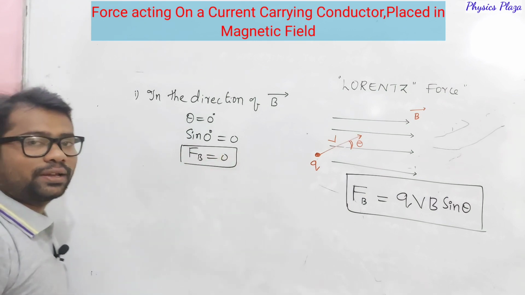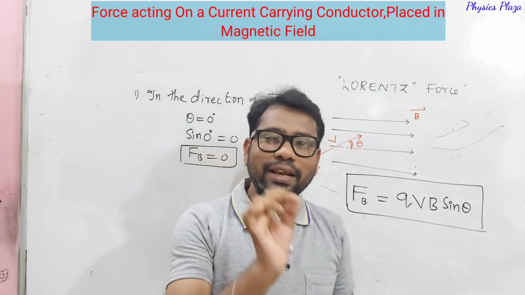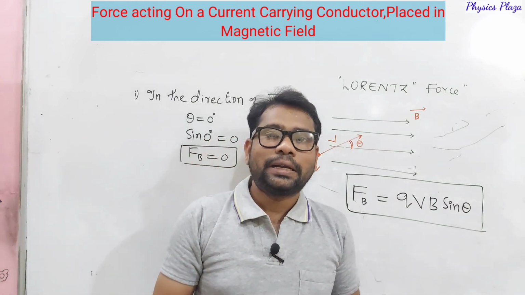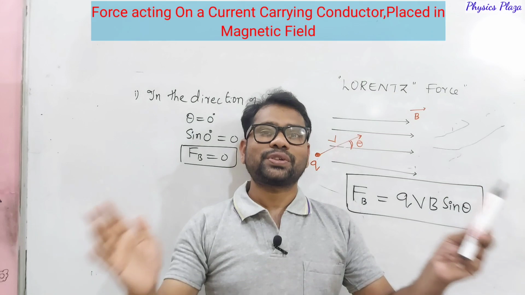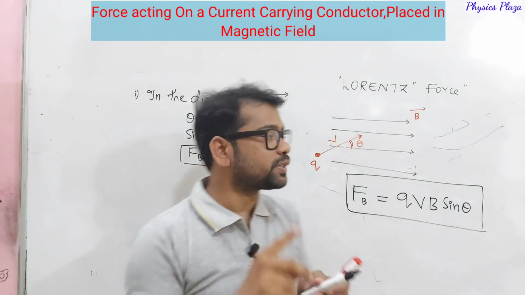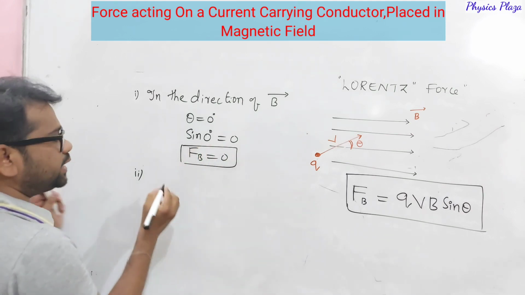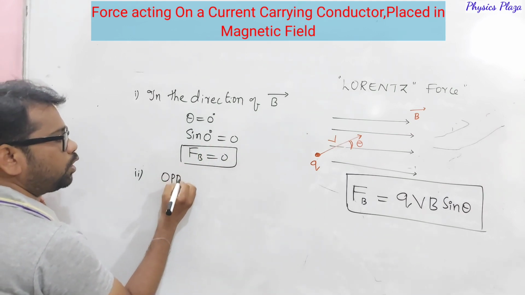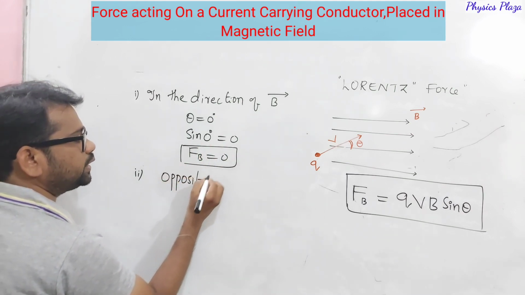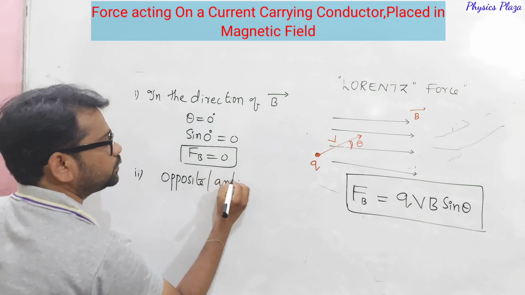Which means what? If a charge is thrown in the direction of the magnetic field, it does not experience any force. Let us see what happens if it is thrown in the opposite direction. If it is thrown opposite, that is anti-parallel.